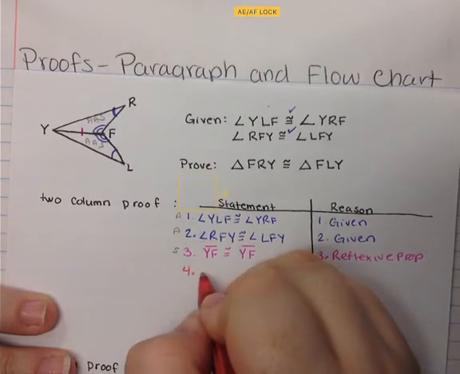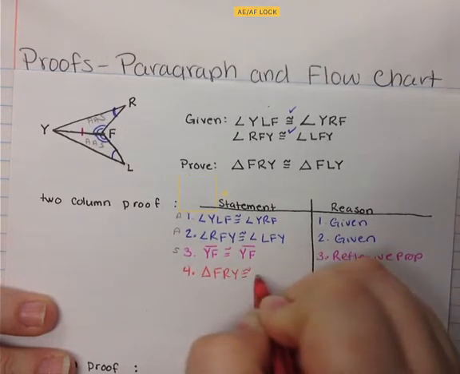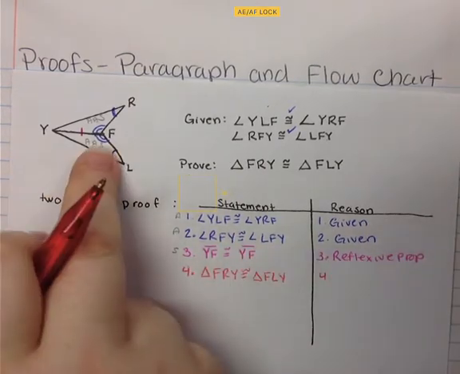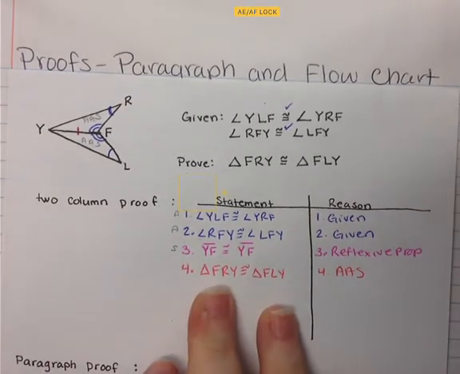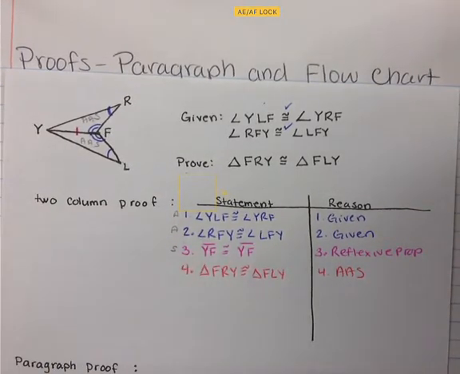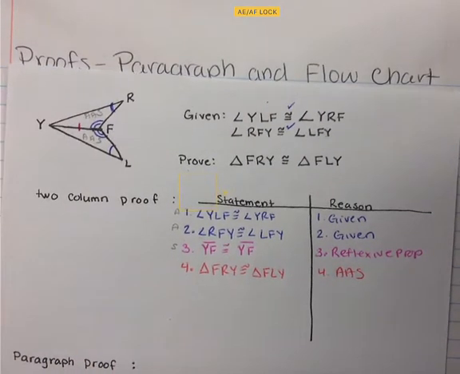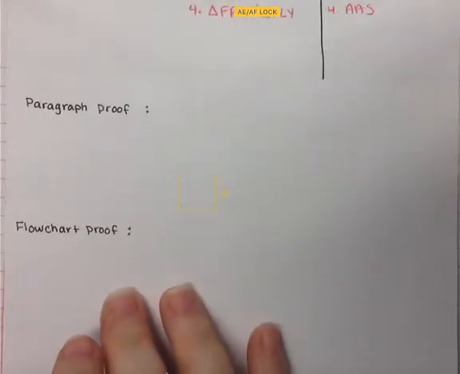It says prove that triangle FRY is congruent to triangle FLY. And the reason behind that was angle, angle, side. So this is our two-column proof. We have proven the triangles are congruent. So since we've proven the triangles are congruent, we can actually go and write other proofs. So I'm going to take my two-column proof and write a paragraph and a flowchart proof.